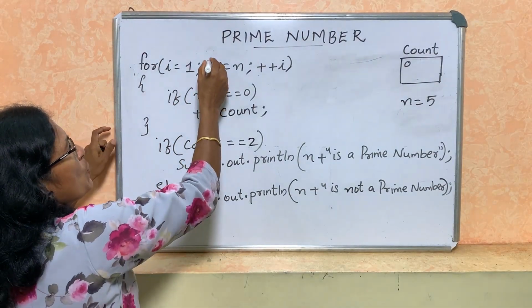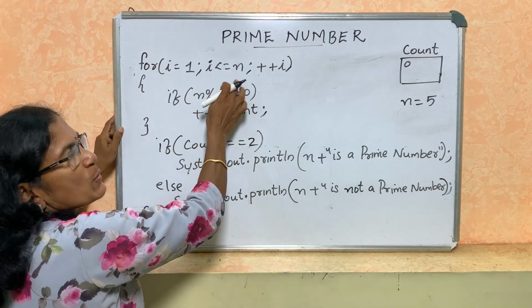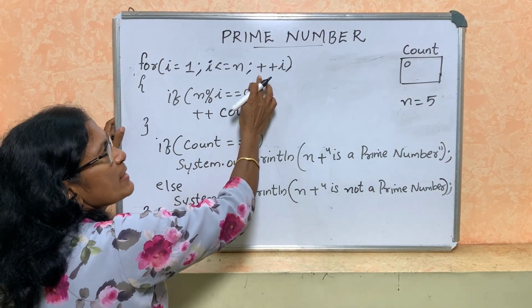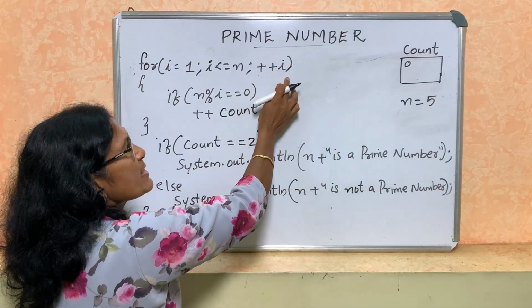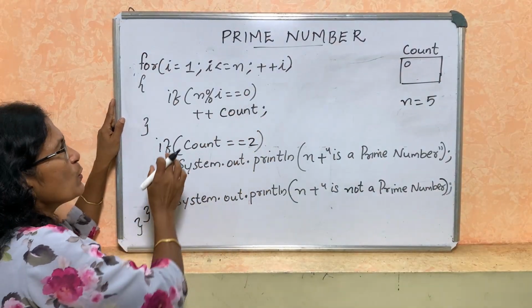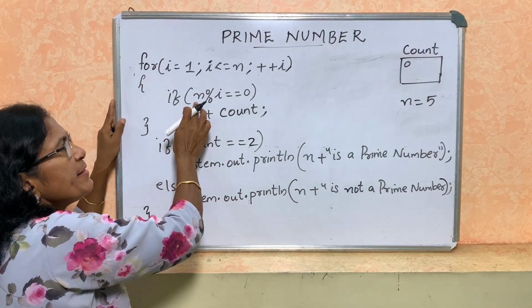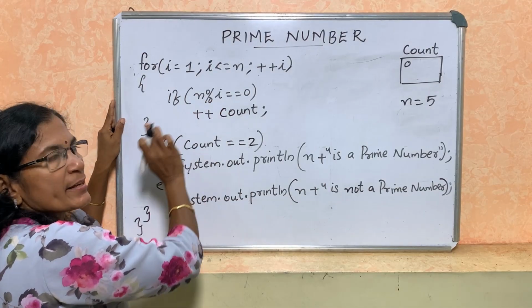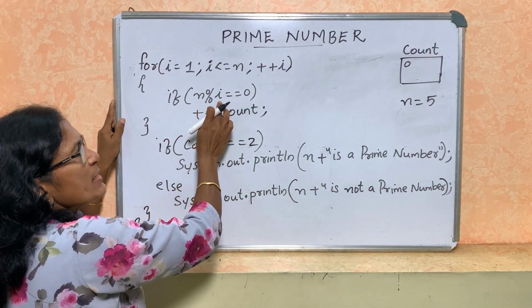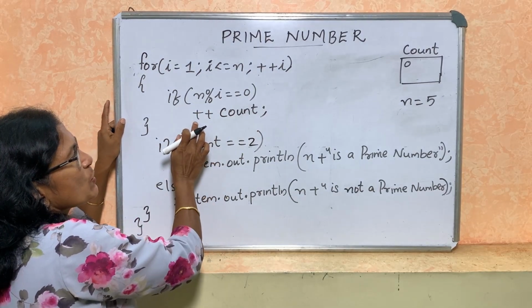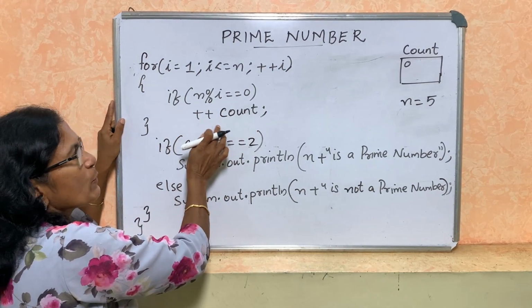The value of i goes till n: i less than or equal to n. Each time the value of the index variable is incremented by 1, i plus plus. Inside the for loop's body, we have given the command to check whether n is divisible by the value of i. If n modulus i is equal to 0, i is a factor of n. So, increase the count variable by 1.